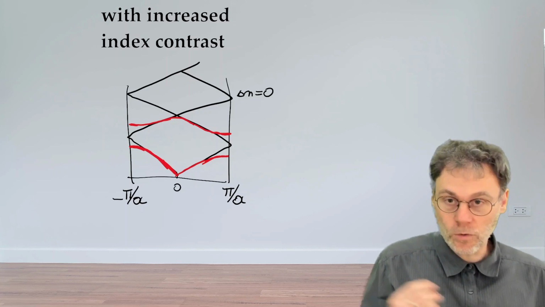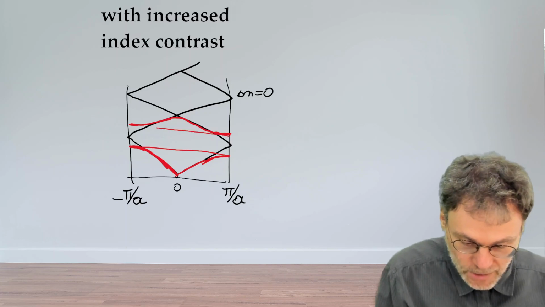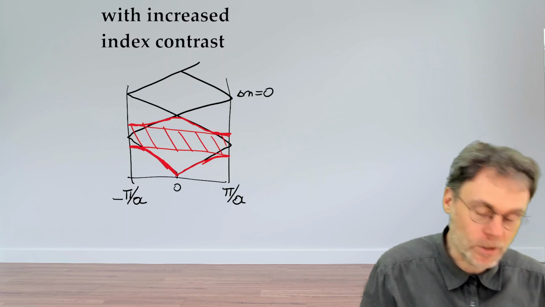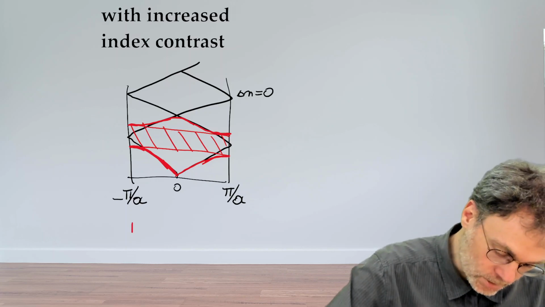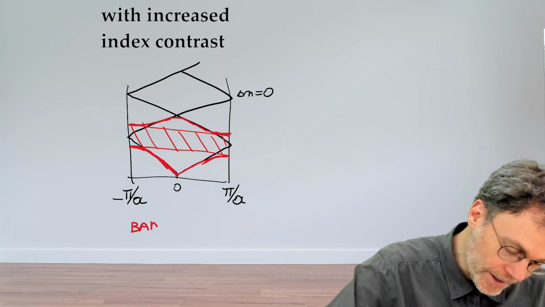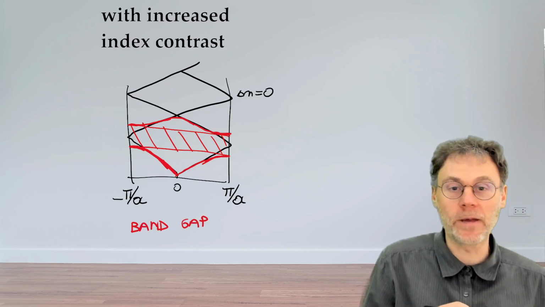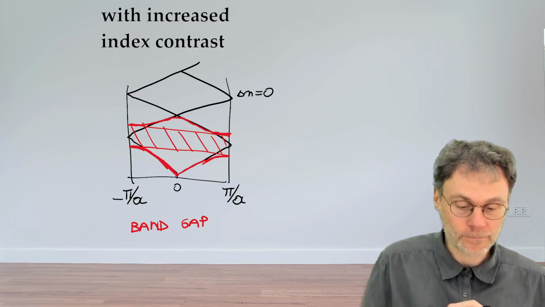So in essence, what we see happening is that there's some sort of region in frequency space over here where there will be no more solutions. So there will be a gap in the band diagram. And this is then, of course, what's known famously as the band gap. So in this frequency region, there are basically no states that exist in this diagram.